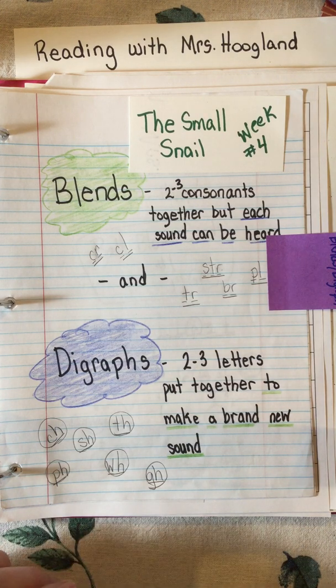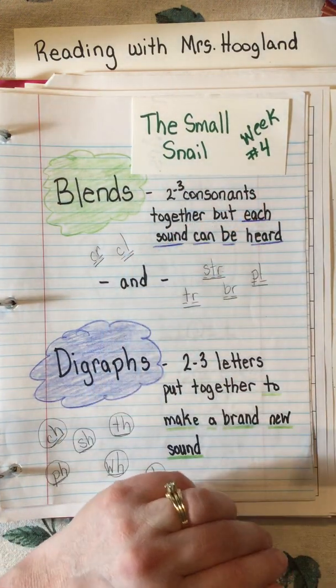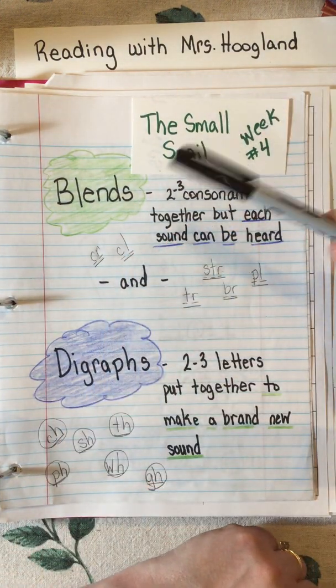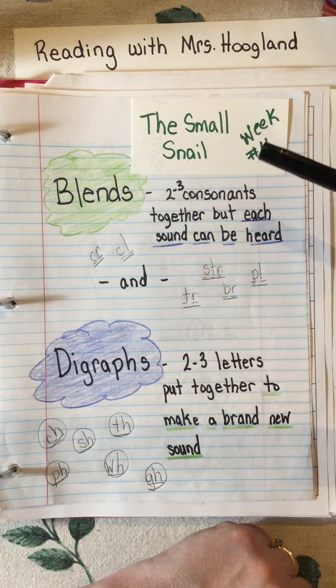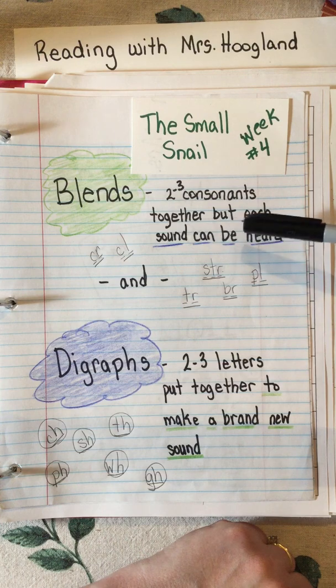The name of our story will be The Small Snail, just so you can get a little look into what the story is going to be about. Alright, a blend, just a quick little review here. Blends are when you put 2 to 3 consonants together, but each sound can still be heard.